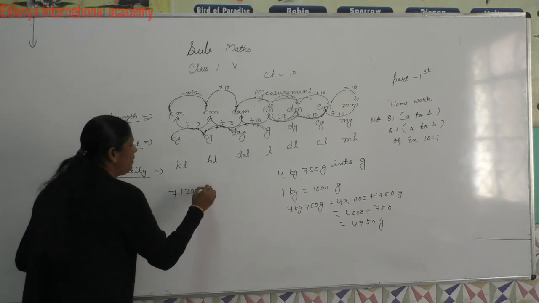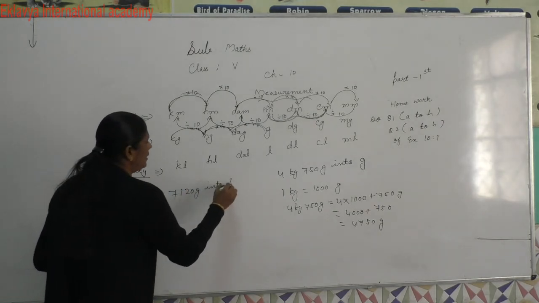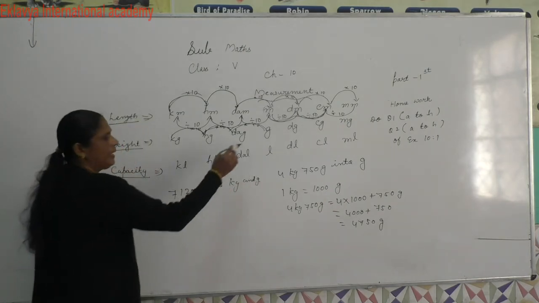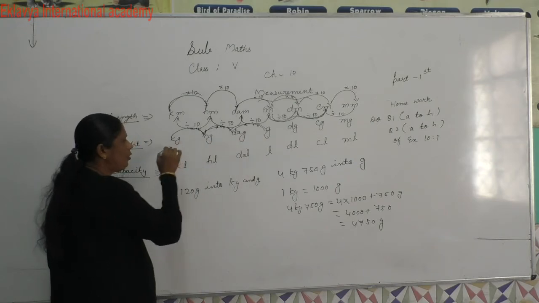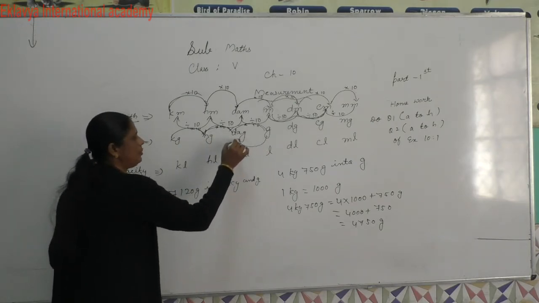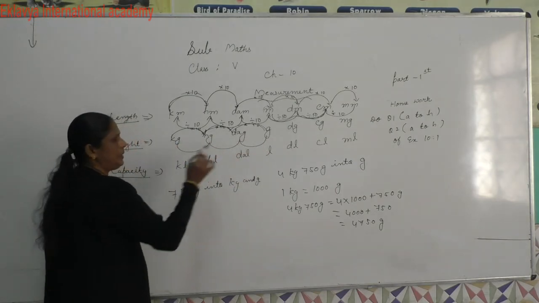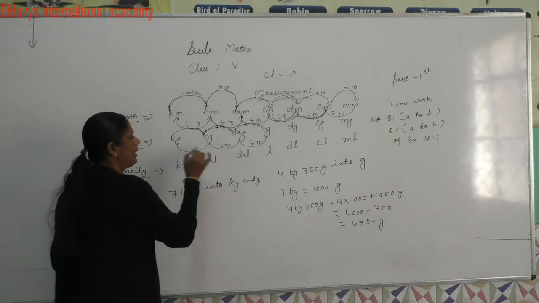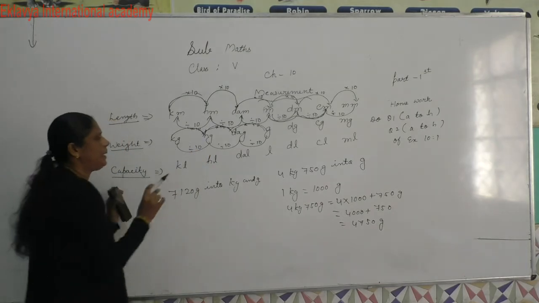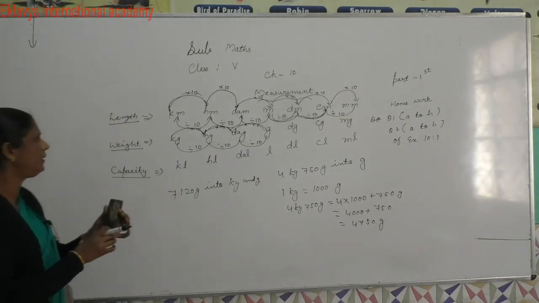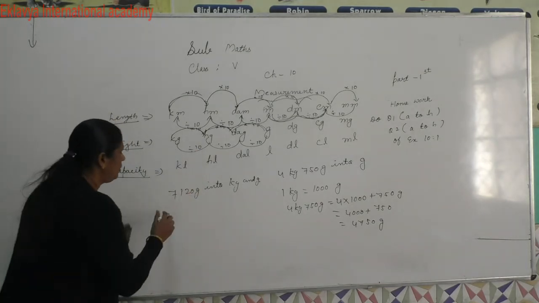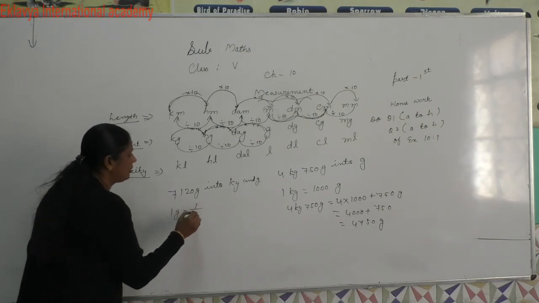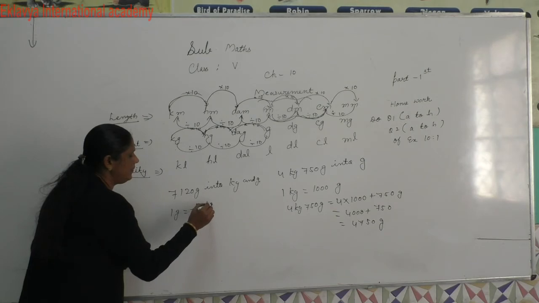Next, 7120 gram into kg and gram. Kg and gram. Gram here, gram into kg. How many steps we move? 3 steps, that is divide by 10. Here also divide by 10. Here also divide by 10. We divide by 1000. You write 1 gram is equal to 1 upon 1000 kg.